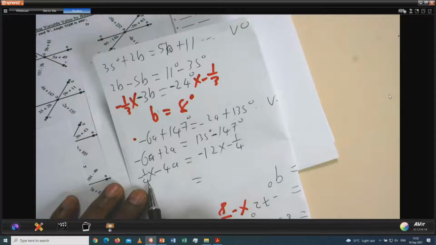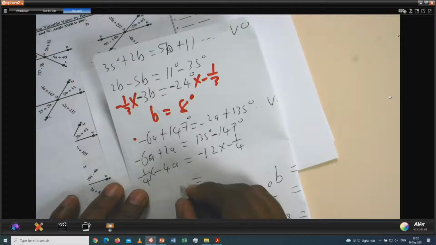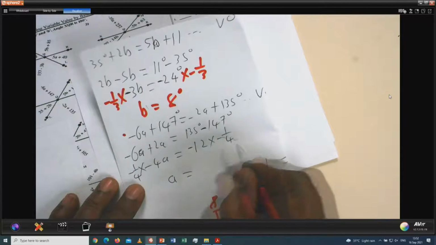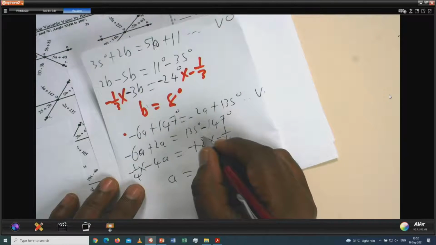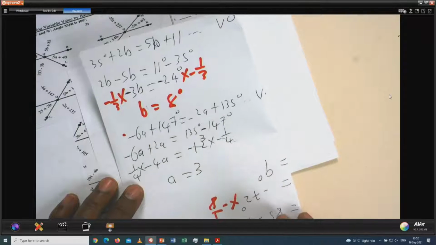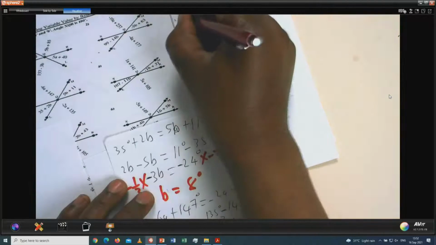Minus 4 into minus 4, it gives you a 1 there for your A. Minus 4 into minus 12 is 3 times. Therefore, A is equal to 3 degrees. So we must watch, check where we went wrong, where you went right, pat yourself at the back. Where you did not go right, let's fix that. Right?